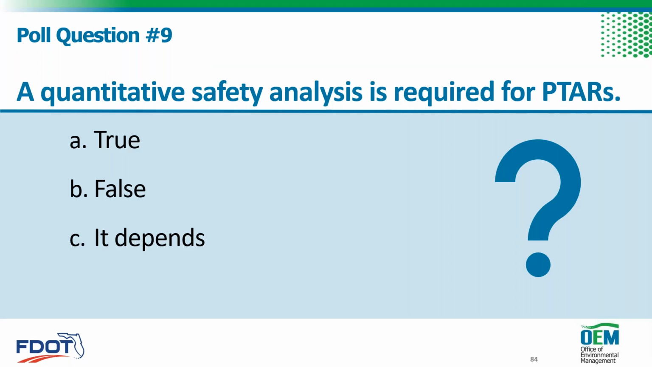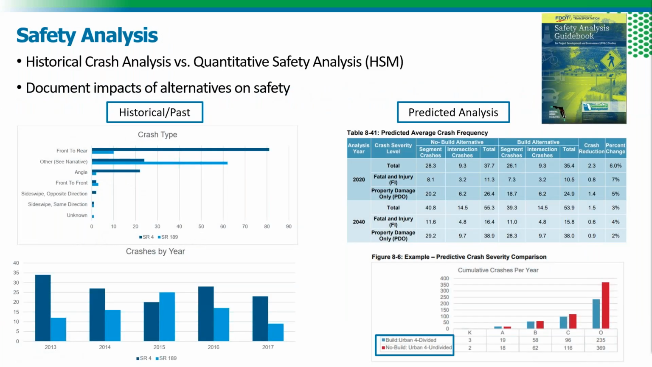All right. So the answer here was C, it depends. And the key word there was quantitative safety analysis. And we get into our slide here, kind of describing the difference between the historical past safety analysis and a predicted analysis.